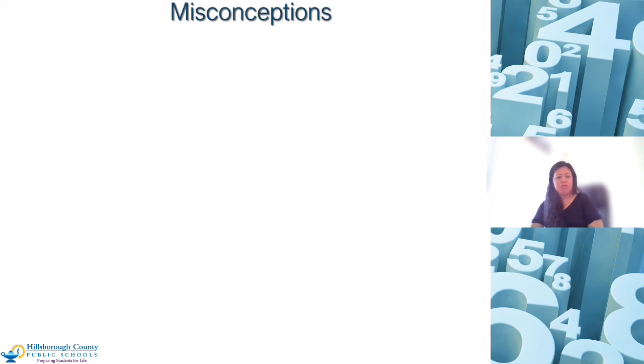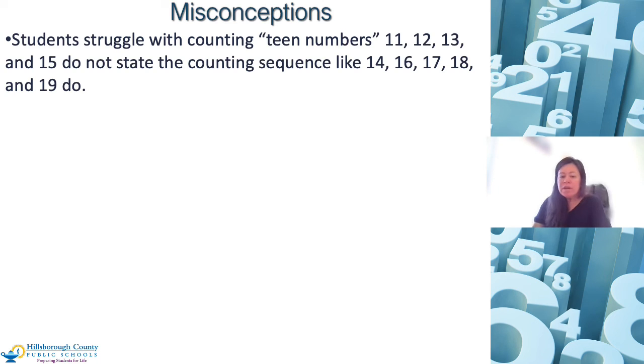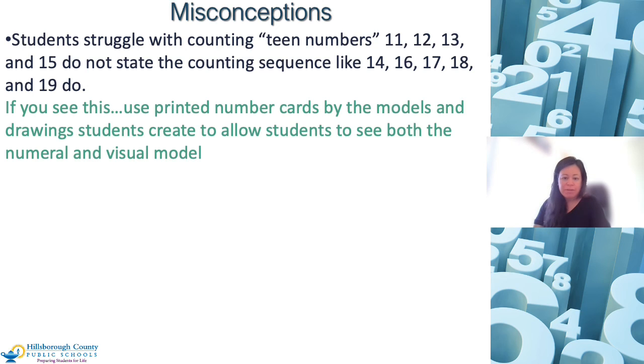So a couple misconceptions that I wanted to talk to you about before we are all done for the day. We know counting with teen numbers is hard. And it's hard because there's not a sequence. Like 11, 12, and 13 are different, and 15 are different from a sequence where you hear 14, 16, 17, 18, 19, where you actually hear the ones place represented when you're saying the number. The more you can count with your students, the better, and that will just give them practice.